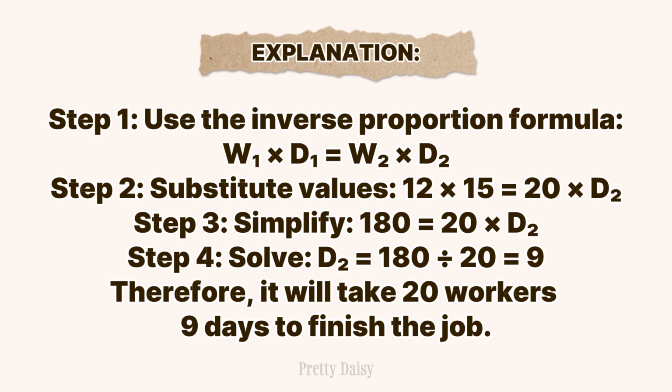Step 1. Use the inverse proportion formula. W1 times D1 equals W2 times D2. Step 2. Substitute the values. 12 times 15 equals 20 times D2. Step 3. Simplify. 180 equals 20 times D2. Step 4. Solve. D2 equals 180 divided by 20, which equals 9. Therefore, it will take 20 workers 9 days to finish the job.